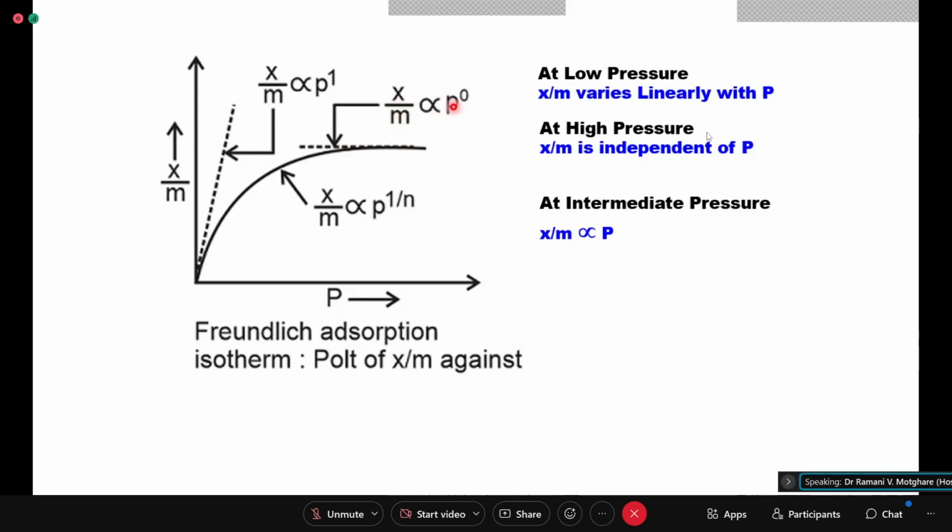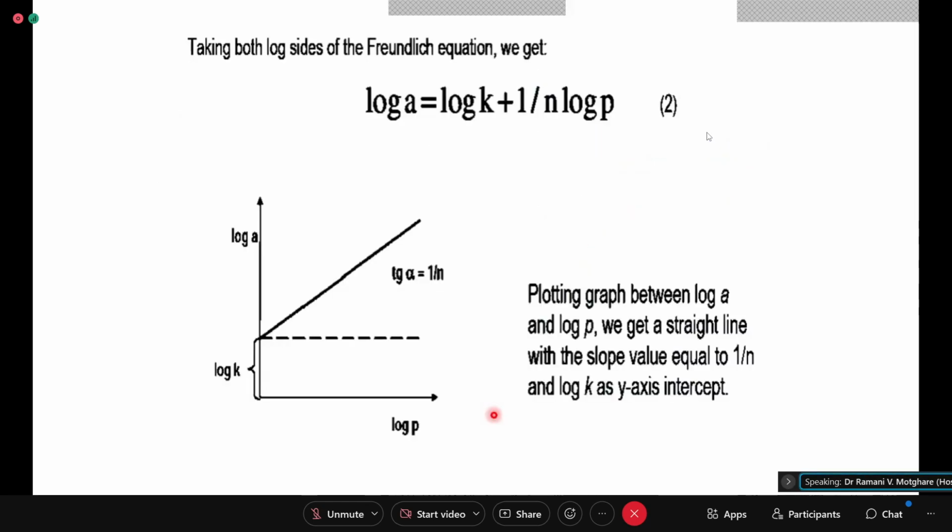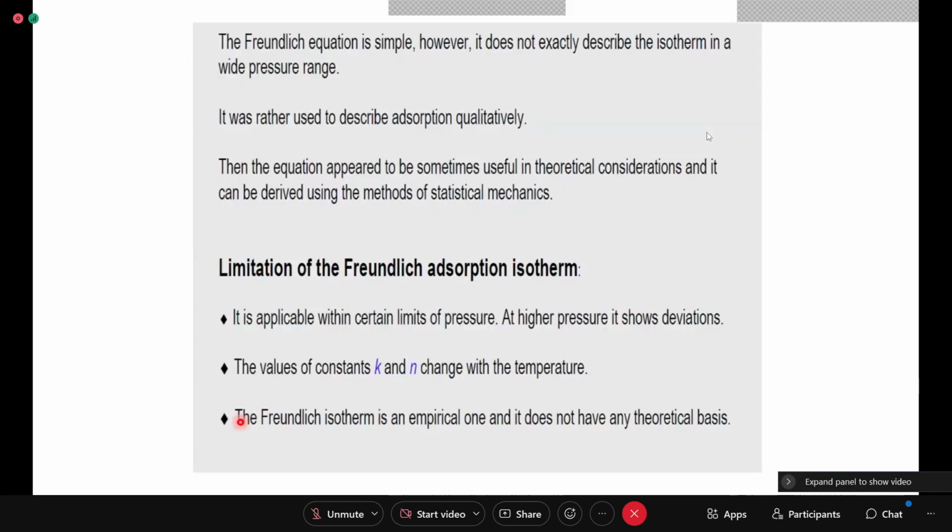So whatever be the increase in pressure, it is not going to affect the rate of adsorption or the amount adsorbed. So the amount adsorbed X by M remains constant even if you increase the pressure or the concentration of your solution. Okay. So at low pressure, X by M varies linearly with P. X by M is independent of P at high pressure, and at intermediate pressure, X by M is proportional to a fractional power of P.